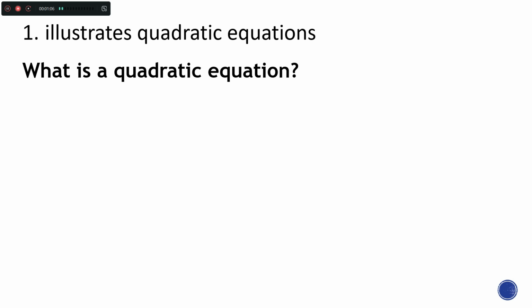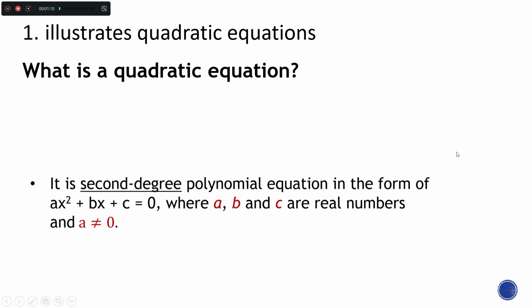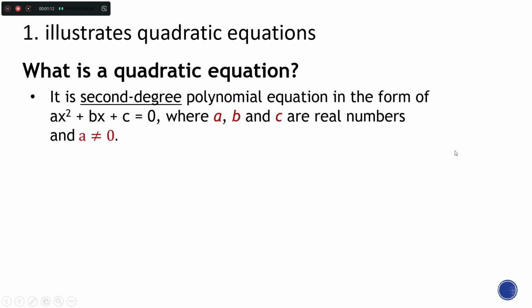So let's start with this one. What is a quadratic equation? So basically it is a second degree polynomial equation in the form of ax squared plus bx plus c equals 0, where a, b, and c are real numbers and a cannot be equal to 0. And this form right here is what we call the standard form.